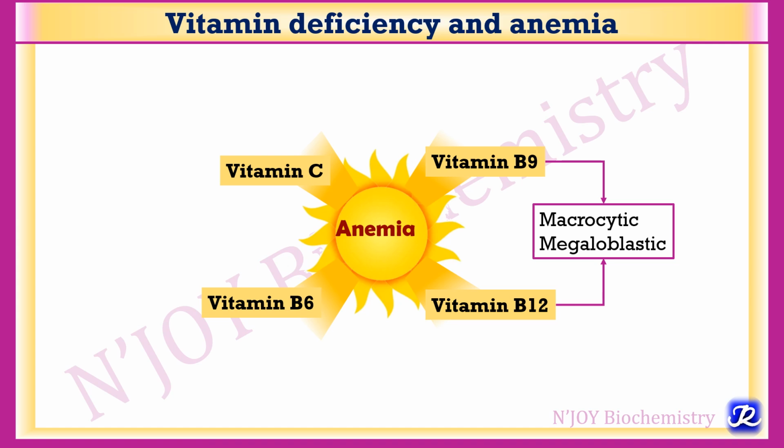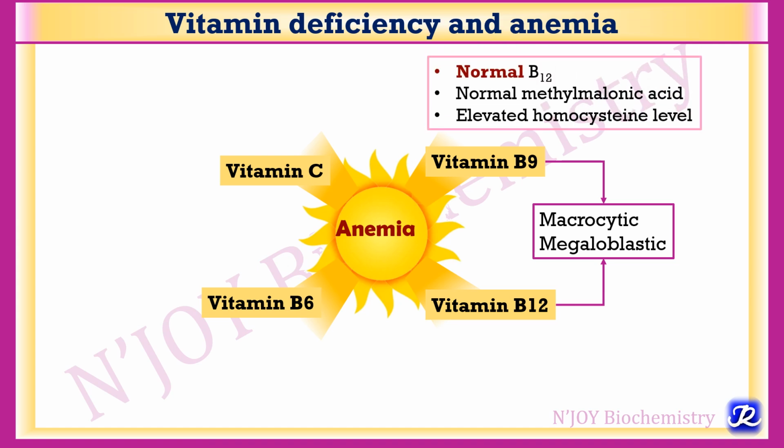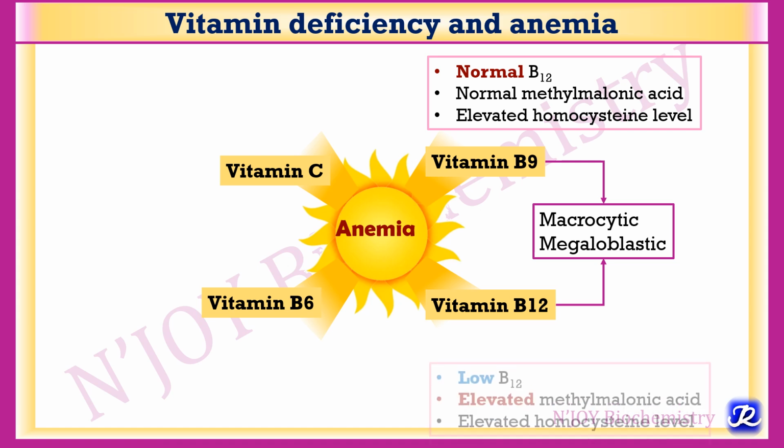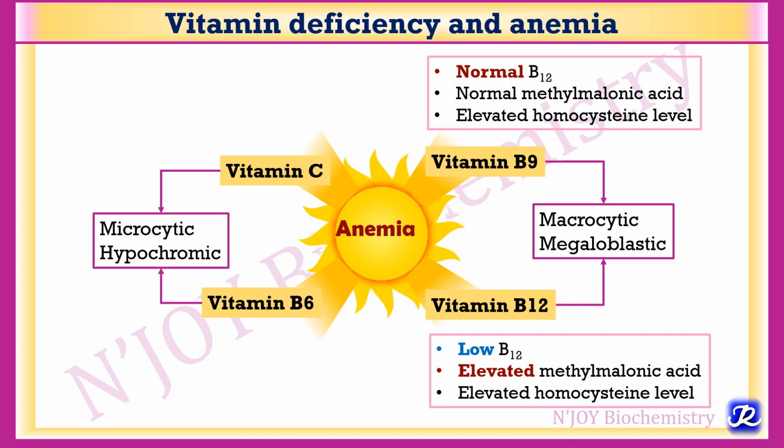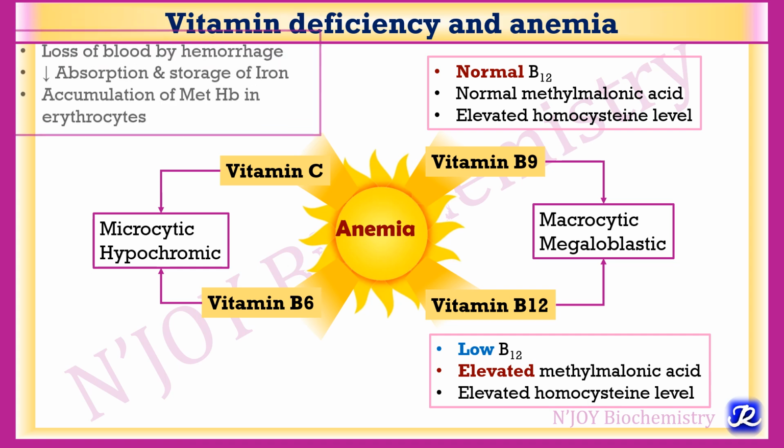Now how to differentiate between the two? In folic acid deficiency, vitamin B12 level will be normal, methylmalonic acid will be normal, and there will be elevated homocysteine level. While in case of vitamin B12 deficiency, there will be low vitamin B12, elevated methylmalonic acid, and elevated homocysteine level. Now vitamin C and vitamin B6 deficiency will manifest as microcytic and hypochromic anemia.